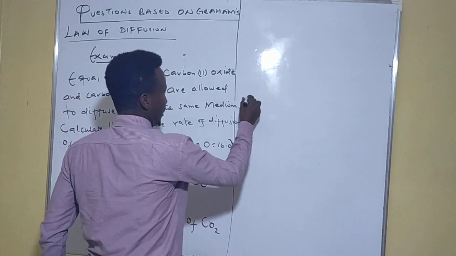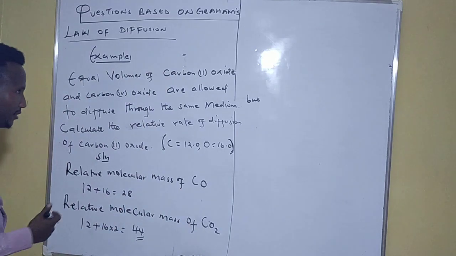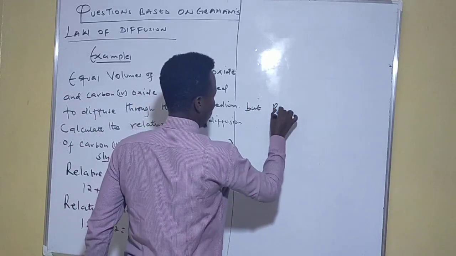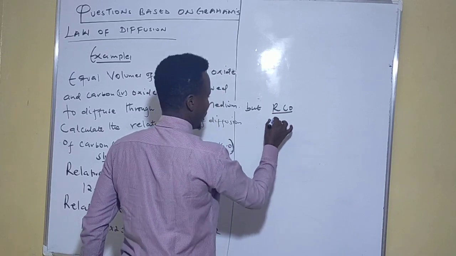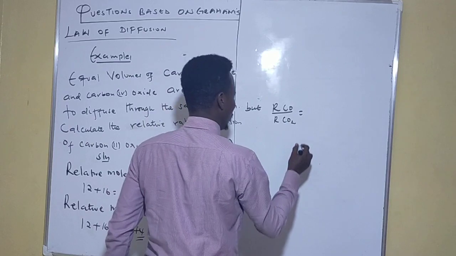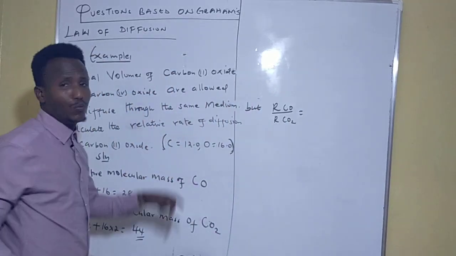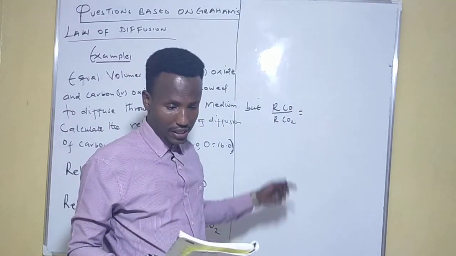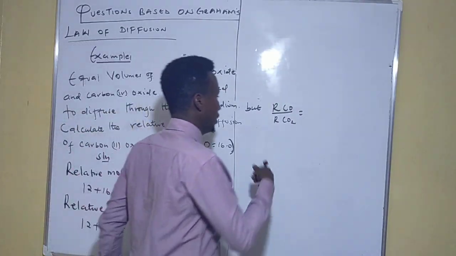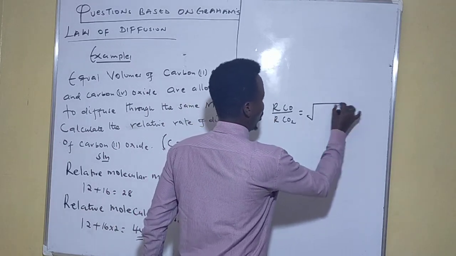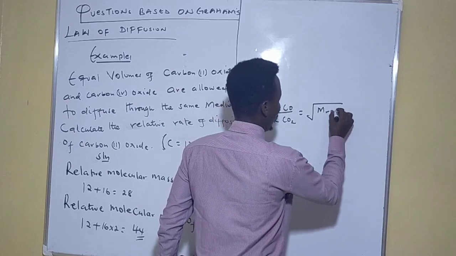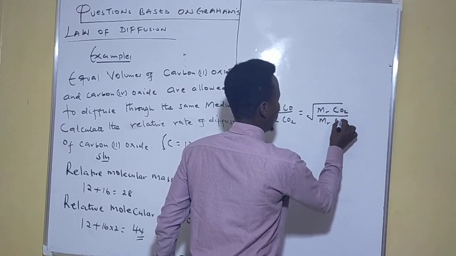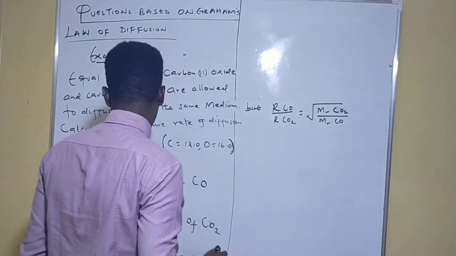What we know is that the rate of diffusion of carbon monoxide or carbon dioxide is equal to, be very keen here, we say equal volumes. The moment we say equal volumes, this is the formula we are going to use. Of course, in our previous class we discussed how to derive this, but for today's class we are solving questions. It is equal to the root of the molecular mass of carbon dioxide divided by Mr, the molecular mass of carbon monoxide.